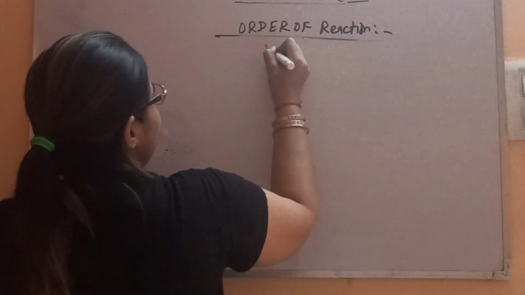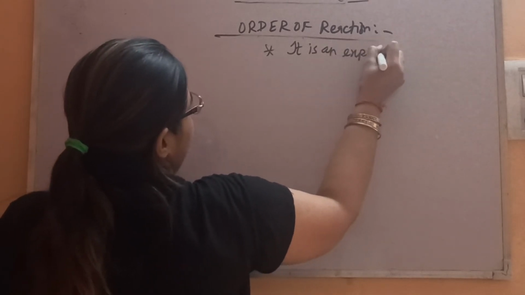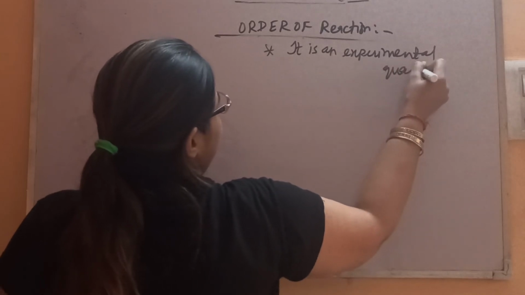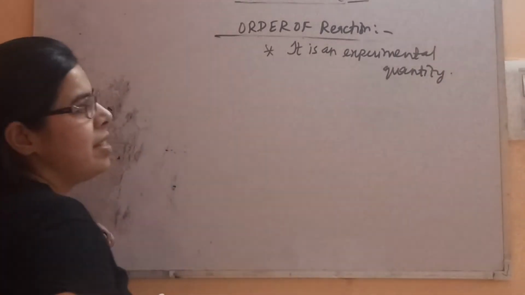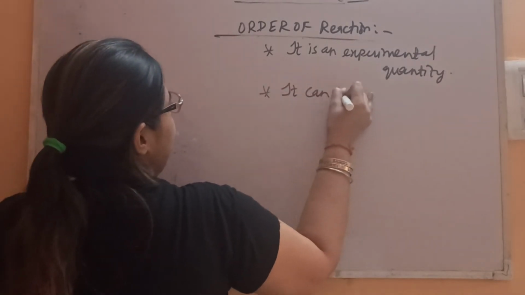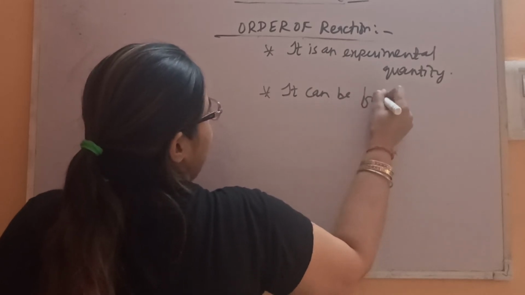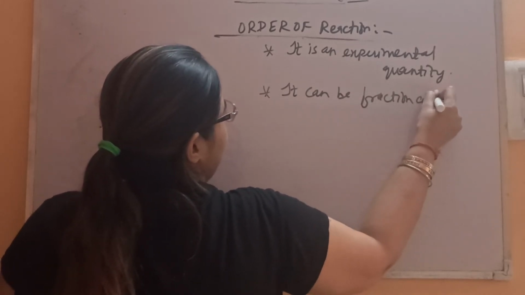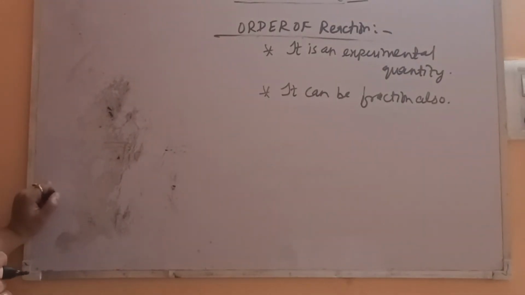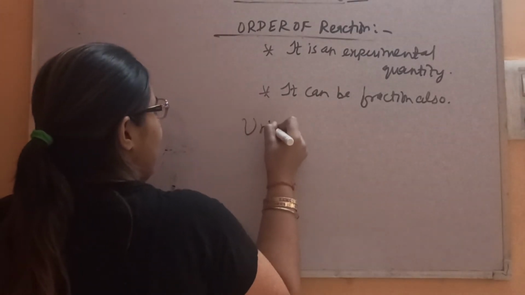The order of reaction, first point, is an experimental quantity. It cannot be determined from the balanced chemical equation, and it can be a fraction also. It is not necessary that it is always a whole number. So these are the characteristics of order of reaction. Now let's see the units of the order of reaction.